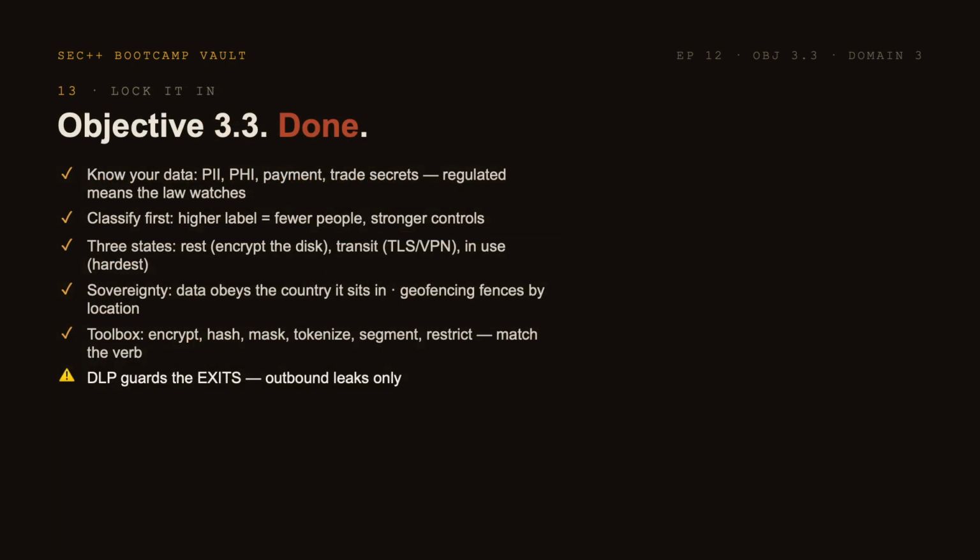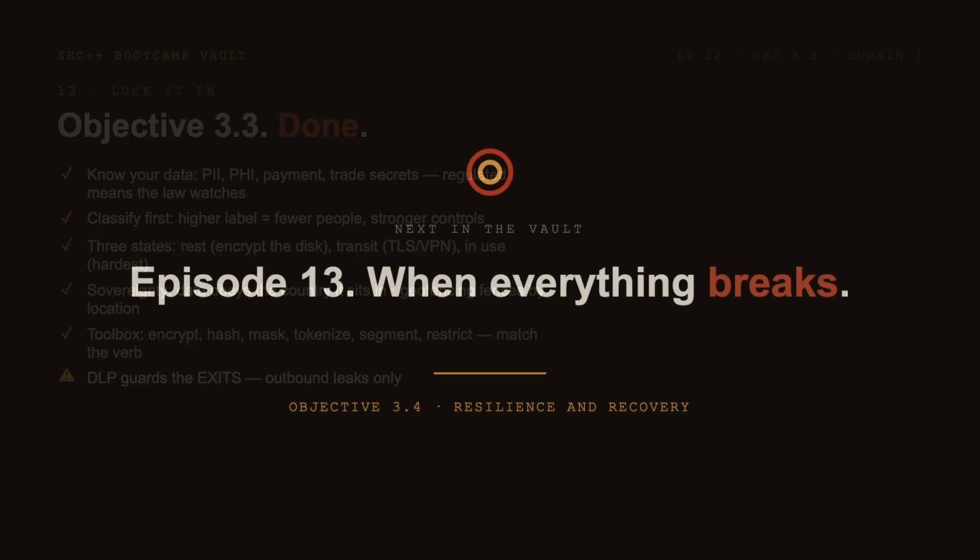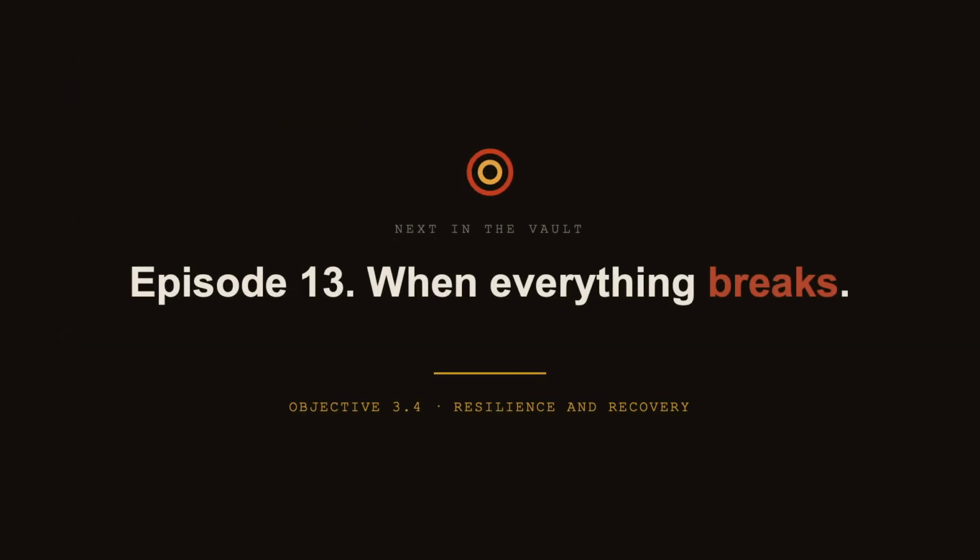Lock it in. Know your data. PII, payment data, trade secrets. Classify it first, because the label sets the protection. 3 states. At rest gets disk encryption. In transit gets TLS or a tunnel. In use is the hardest. Data obeys the laws of the country it sits in. The toolbox is episode 4 plus permissions, matched by verb. And DLP guards the exits, outbound only. Objective 3.3, done. Next time, the end of Domain 3.